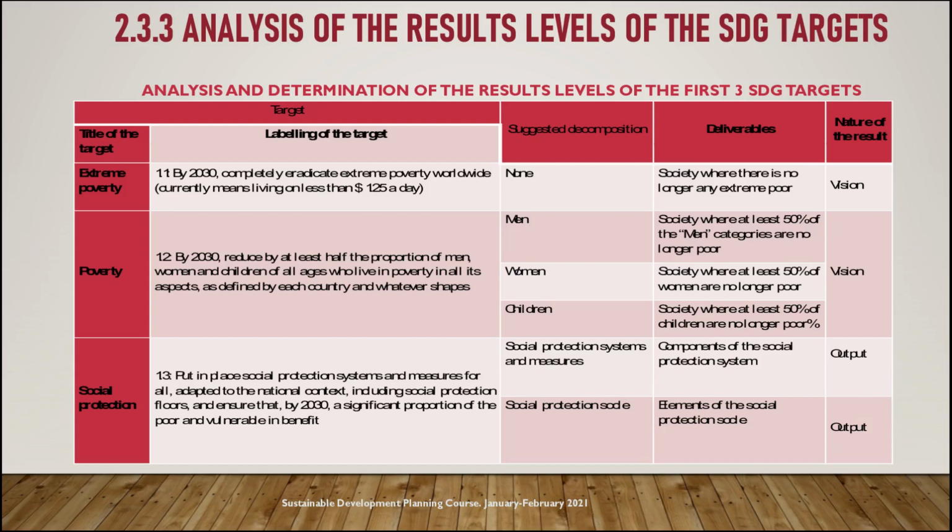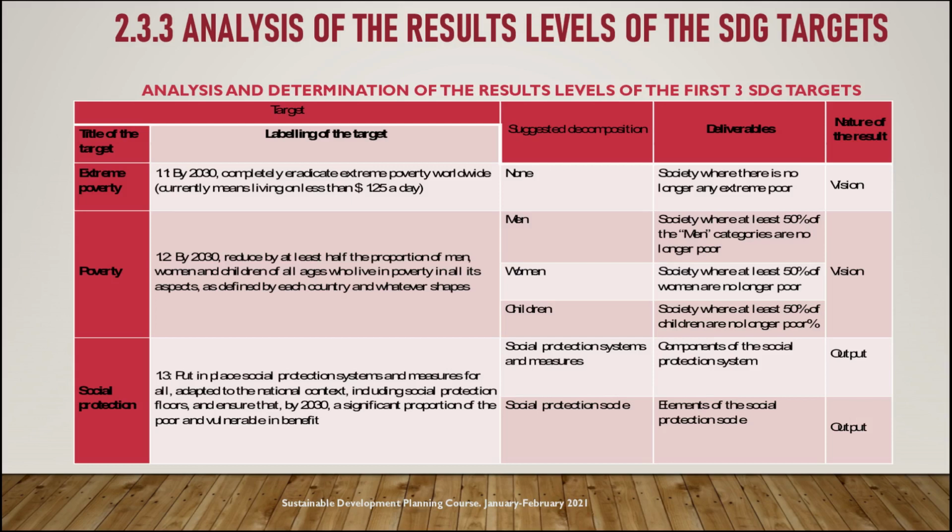So the same thing has been done when you take the second target. We had to split it into three subcomponents. We have a subcomponent which is devoted to the target but expressed for men. There is a second one which is expressed for women. There's a third one which is expressed for children. And each of them has a specific deliverable. And this deliverable, you can see, the first for the men is a society where at least 50% of the men categories are no longer poor, and so on and so on.